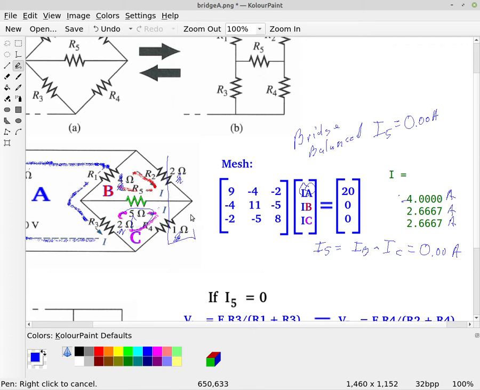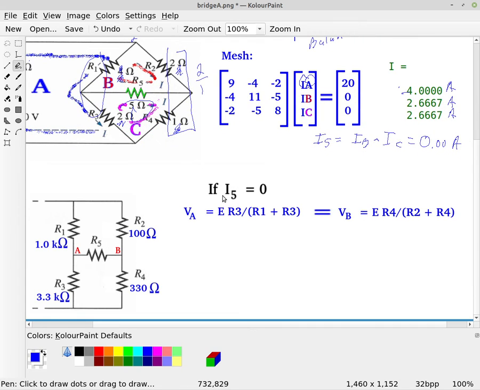You see here we have R2 divided by R4 is 2 over 1, so it's a ratio of 2. But R1 over R3 is 4 divided by 2, which is of course also a ratio of 2. All right? So if we look at the circuit and ask what happens if the current through the resistor R5 is equal to 0, that says that the voltage VA is equal to the voltage VB.